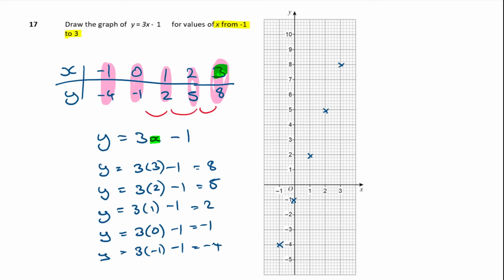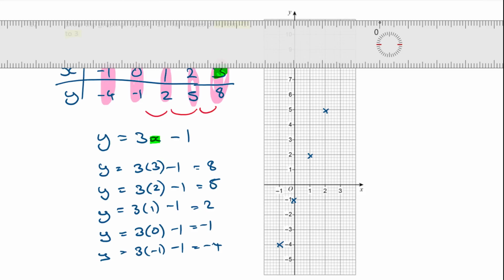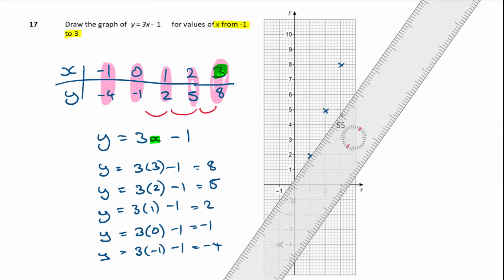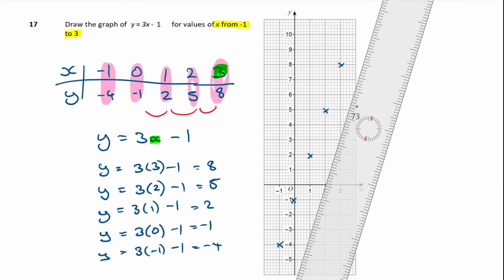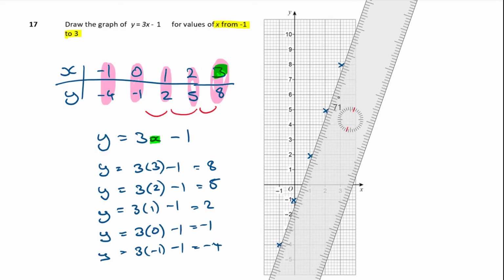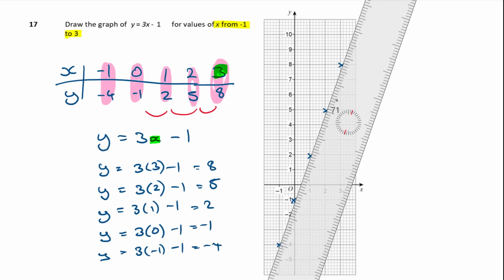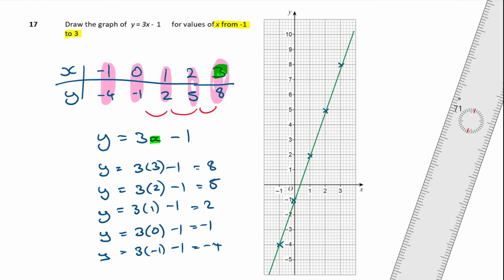Okay, now this is a linear equation. It's in the form y equals mx plus c, so you should be expecting to get a straight line. Now, if you plot all your points and it doesn't form a straight line, you should know immediately you've made a mistake and go away and see if you can find it. If it isn't a straight line, you've gone wrong. Okay, so do have a think about what graph it is that you're drawing. In this case, this is definitely the form y equals mx plus c. It's definitely a straight line.